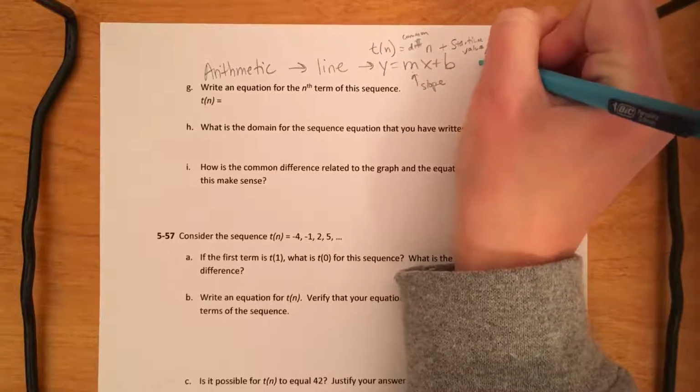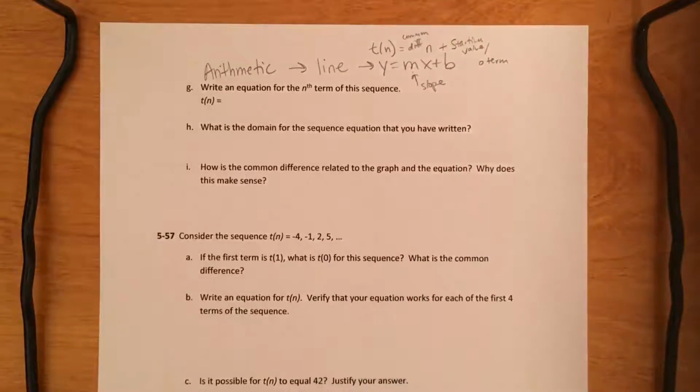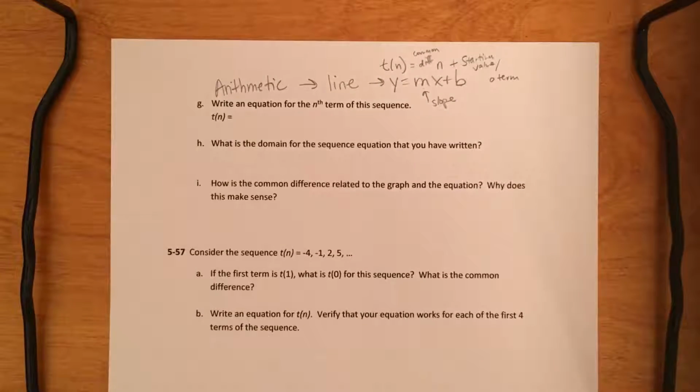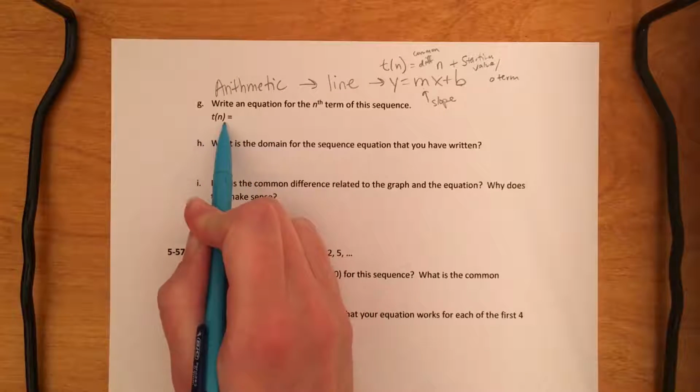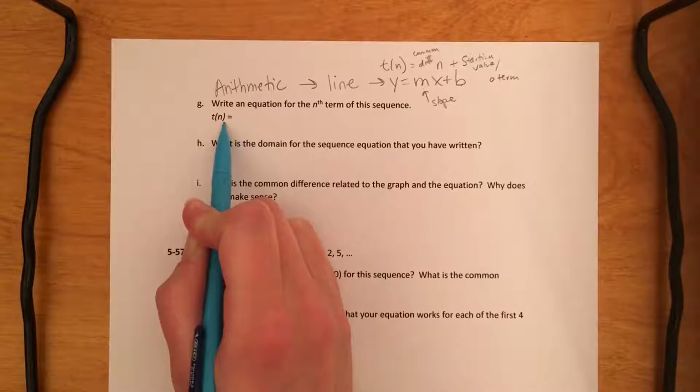Or we can call it the 0 term. That's a little small up there. But we're going to set it up in the same way as a line, just using different words and different letters. So our problem already starts with t of n. This is instead of y equals, just different letters to show that we're working with a list of numbers instead of connecting the points. So write an equation for this.